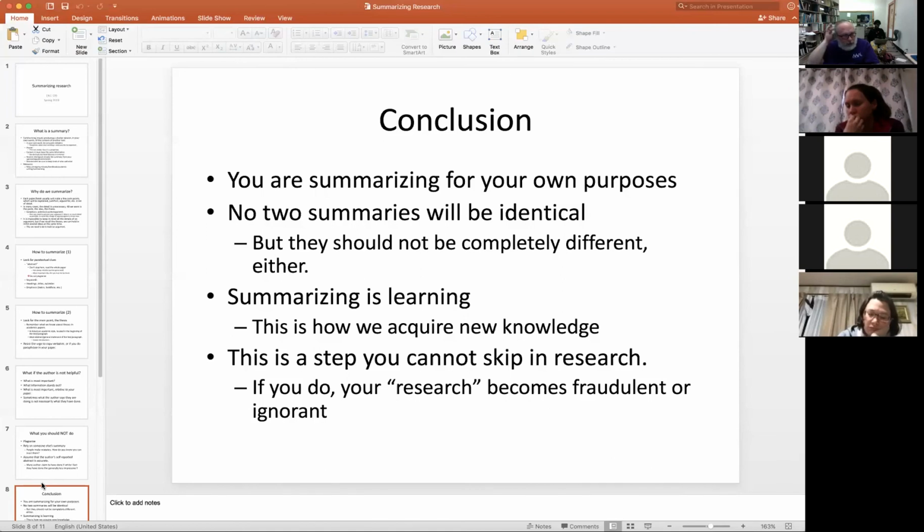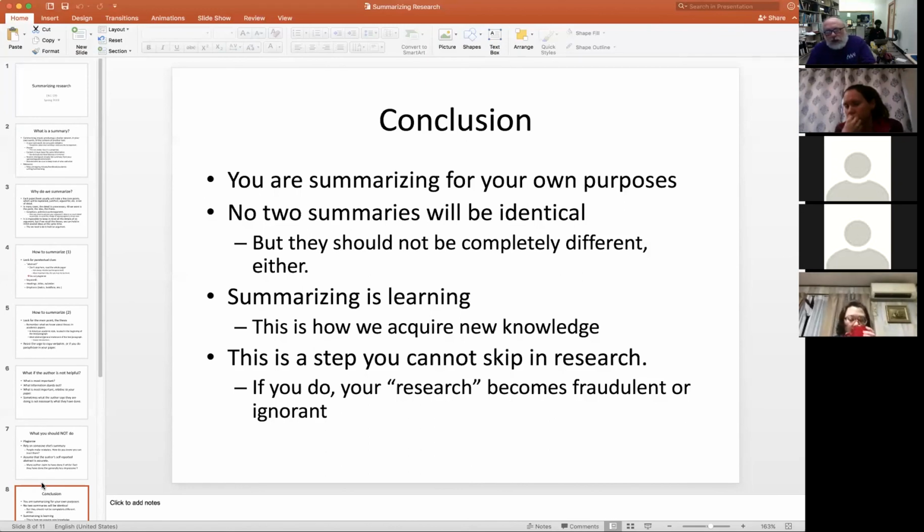Okay. The other thing is, important. Summarizing means that you're learning. Okay. This is how we acquire new knowledge. You read something, and then you repeat it in your own words. Okay. And because we don't have time, it's going to be less words than the original. Right. So then summarizing is an important step in the process of doing research, because that's how you acquire new knowledge. Right? When you're writing a summary or you're thinking a summary in your head, that's when you're learning new stuff, right? Now, and this is really important, you cannot skip this step.